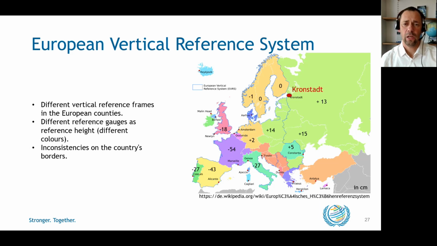As other examples, the tide gauge in Amsterdam builds a reference for the Netherlands and Germany, Marseille for France, or Alicante for Spain. The different height systems across one continent create inconsistencies at countries' borders. So a mountain peak that is placed exactly on a country's border can have two different heights and both will be right.